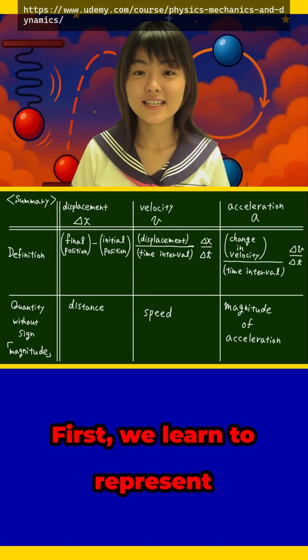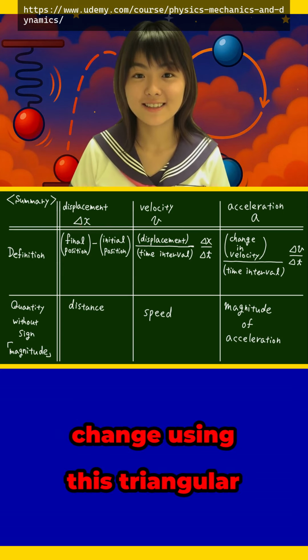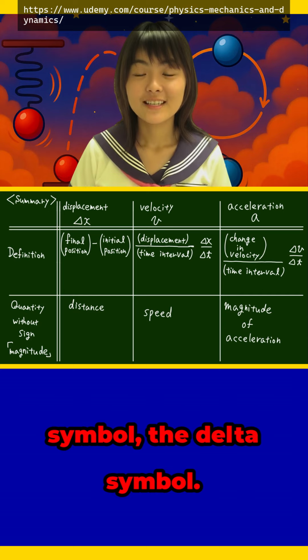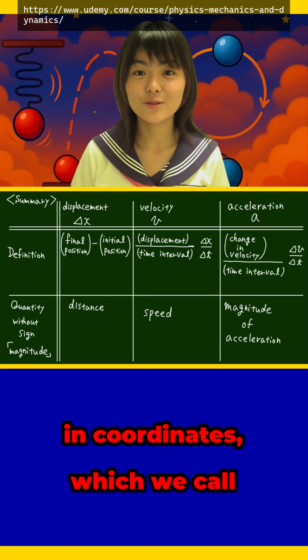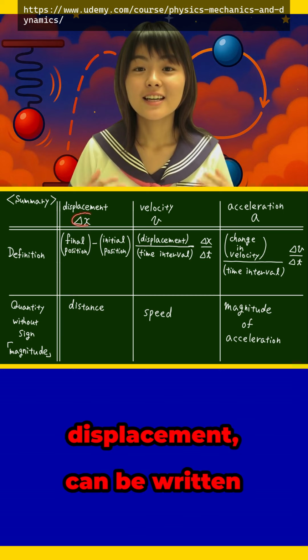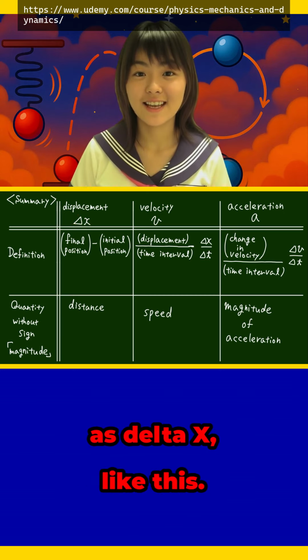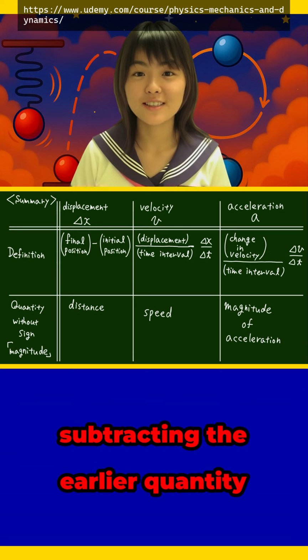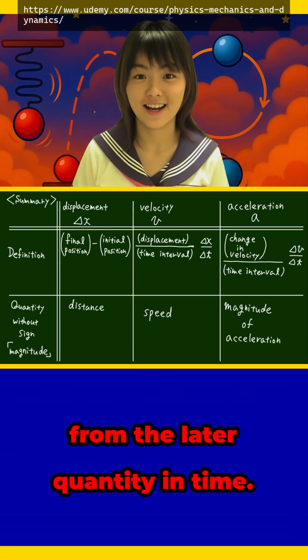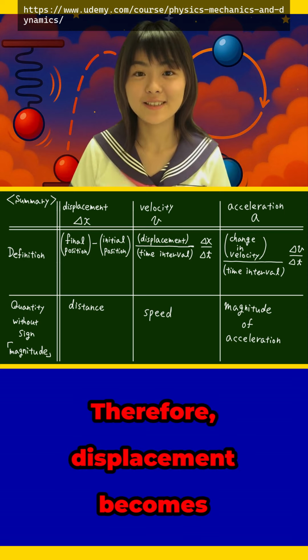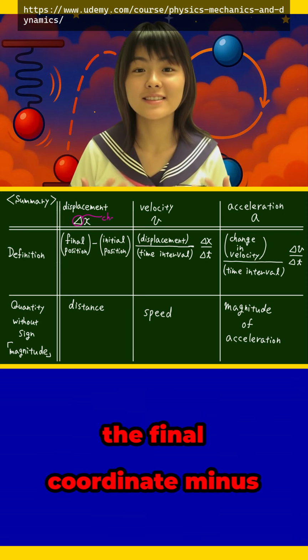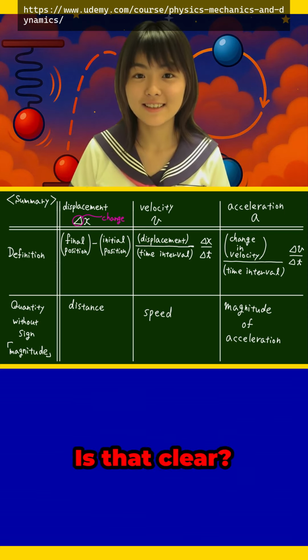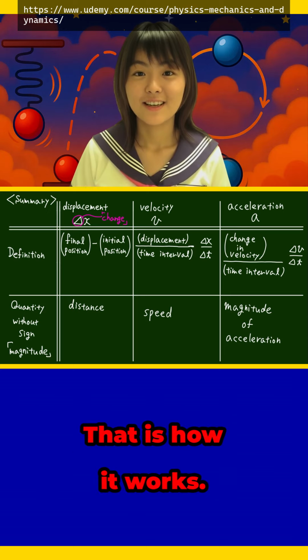First, we learned to represent change using this triangular symbol, the delta symbol. Specifically, the change in coordinates, which we call displacement, can be written as delta x like this. Change is defined as subtracting the earlier quantity from the later quantity in time. Therefore, displacement becomes the final coordinate minus the initial coordinate. Is that clear? Yes, that is how it works.